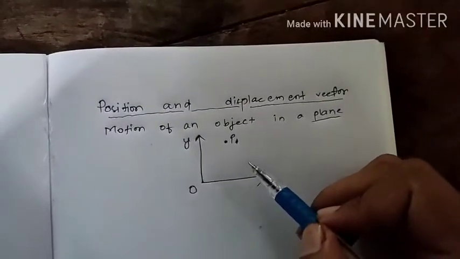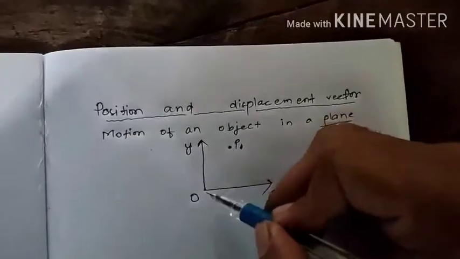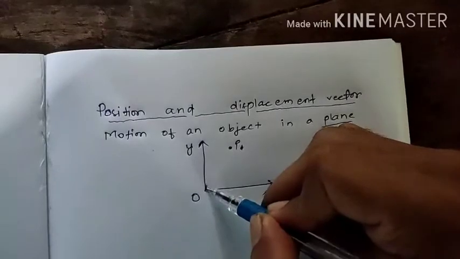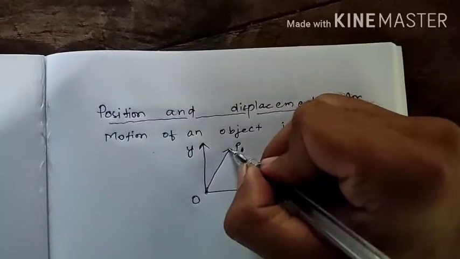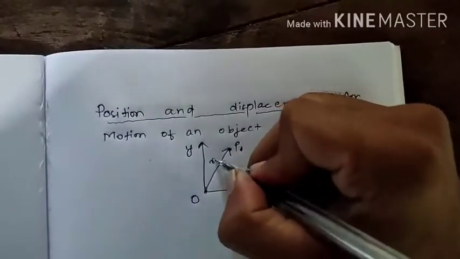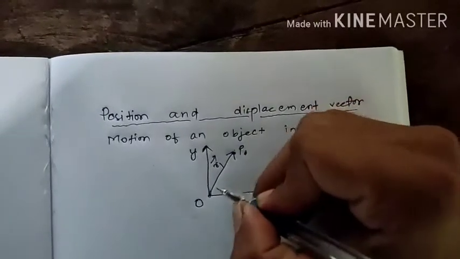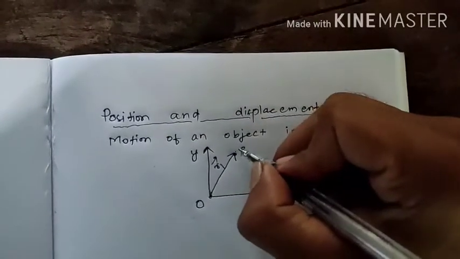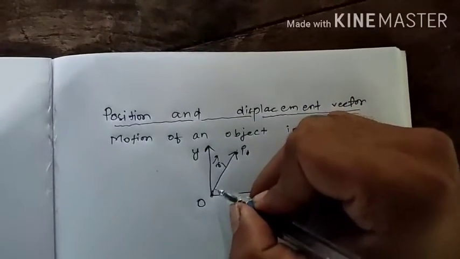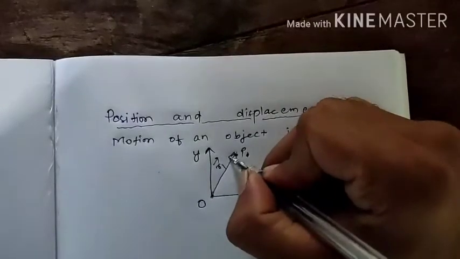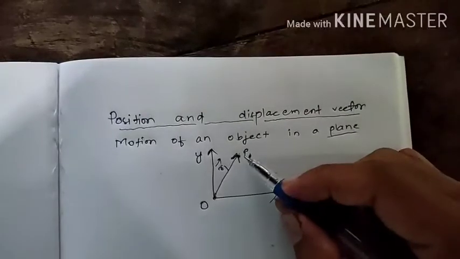Let's say at time t1, point P is the position of the object. If you draw a line from here, then draw the arrow like this, this is r1. So r1 is the position vector of this point P from the origin, and the direction of r1 is along OP. I have shown the arrow over here, so this is the direction. So r1 is the position vector of this point P.